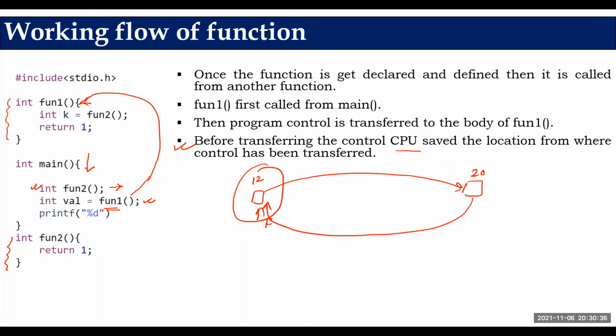So I have mapped it in my brain. What will the CPU do? The CPU will first save the location somewhere in the RAM. We call it the PCB, the Process Control Block. You will understand this topic with the operating system. It will save the line it is coming from, so once my execution is over for fun1, I can return to the same line from where I have come.